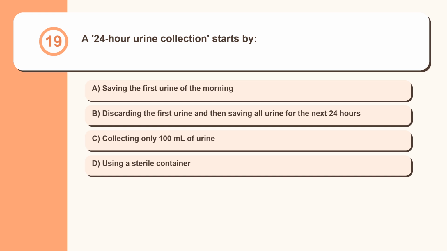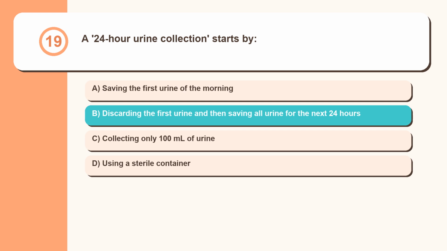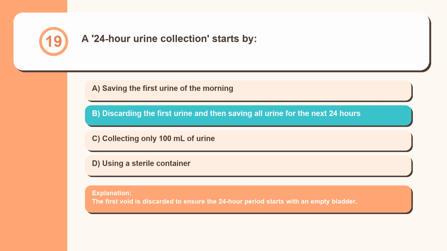Question 19. A 24-hour urine collection starts by saving the first urine of the morning, discarding the first urine and then saving all urine for the next 24 hours, collecting only 100 ml of urine, using a sterile container. The first void is discarded to ensure the 24-hour period starts with an empty bladder.